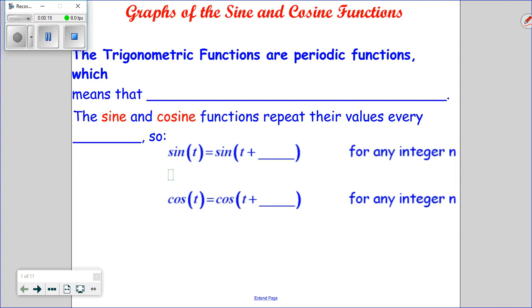Okay, so remember that trig functions are periodic functions, which means that they repeat. Periodic functions repeat. And so if you can identify that one period, then that's the part of the graph that just repeats over and over and over.